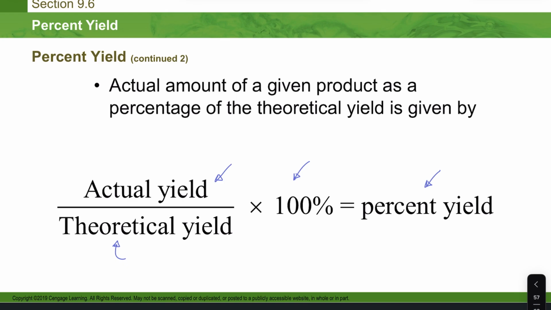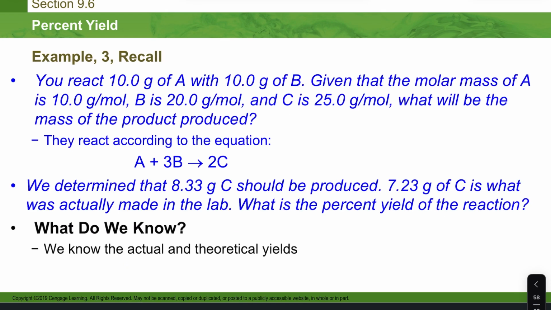That's your percent yield. So, if we're talking about the reaction that we did in part 2, where we have A and B reacting to make C, and we determined that 8.33 grams of C should be produced, this is our theoretical yield. 7.23 grams of C is what was actually made, which means that this is what was recovered. This is your actual yield.